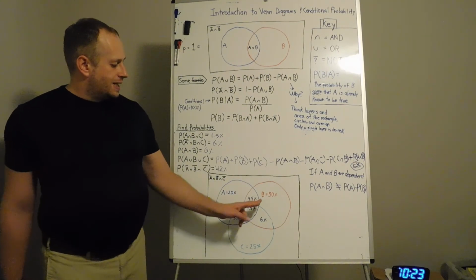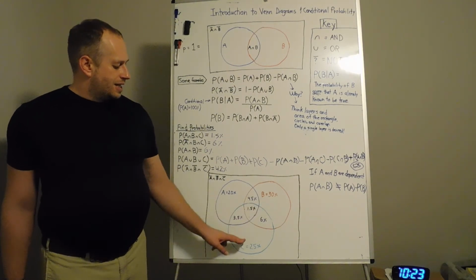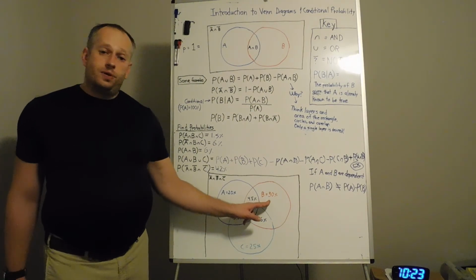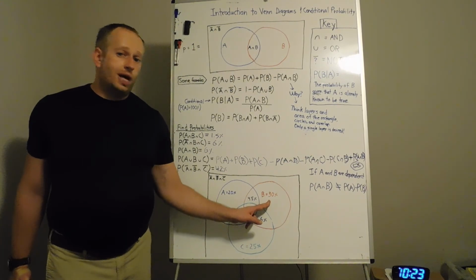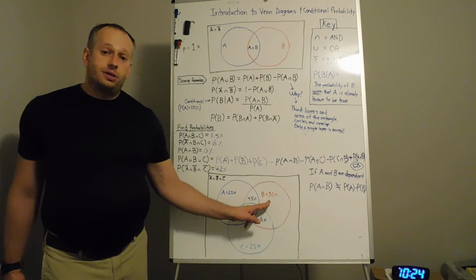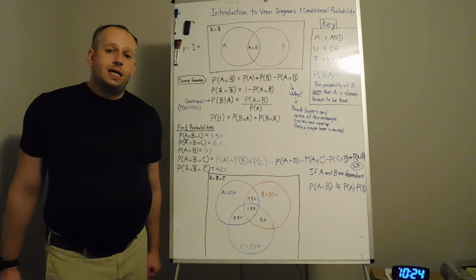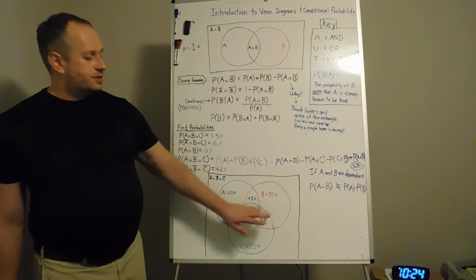What about B and C? So 0.25 and 0.3. Let's take 1/4, because 25% is 1/4. Well, 1/2 of 30% is 15, and 1/2 of that, because we're doing 1/4, is 7.5. What's this area? 1.5 plus 6? That is 7.5. So you can say that these are independent events.